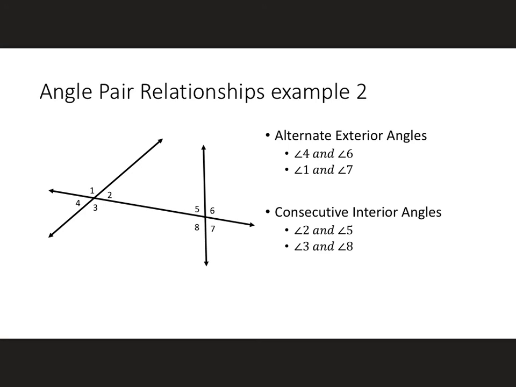We also have consecutive interior angles 2 and 5. They are on the same side of the transversal and in between the two lines. So consecutive on the same side of the transversal, interior between the two lines. And 3 and 8 are also on the same side of the transversal, this time the bottom side, and they are in between the two lines.